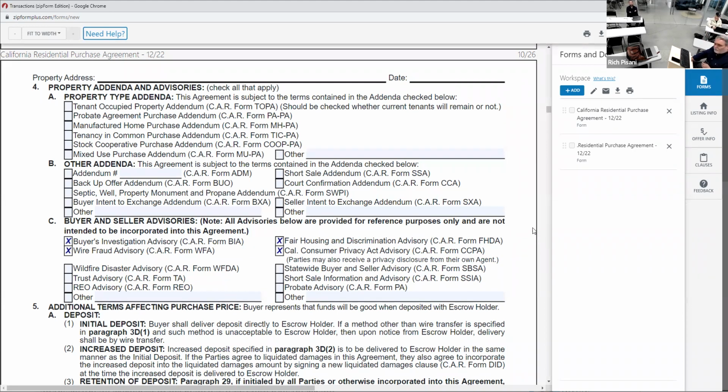Other addenda: if it's a short sale, court confirmation, here's the septic, property monument and propane addendum, buyer intent to exchange. If the buyer is doing a 1031 exchange, you should use that form. Seller intent to exchange. Also, you should be adding the affiliated business addendum.